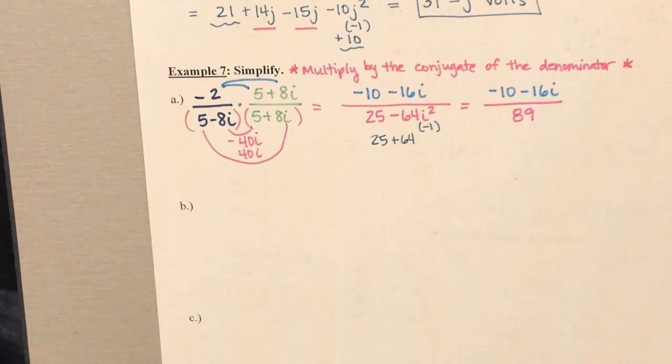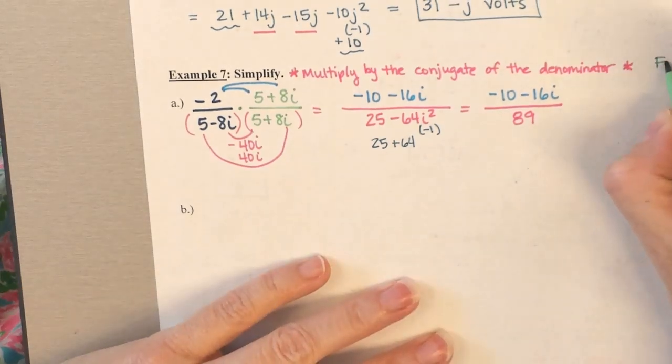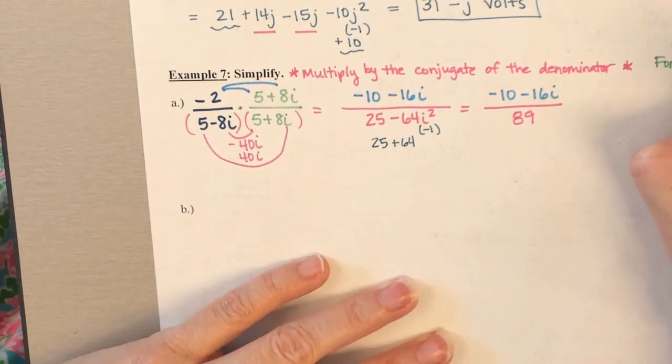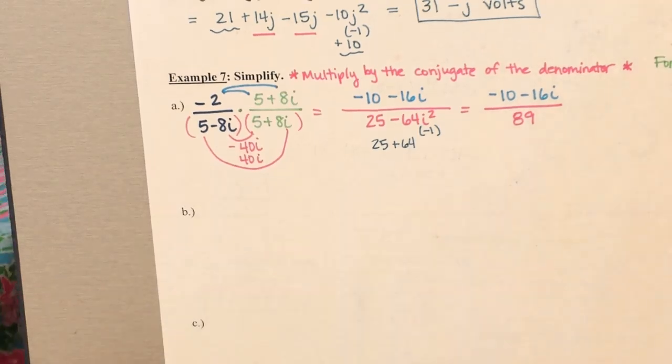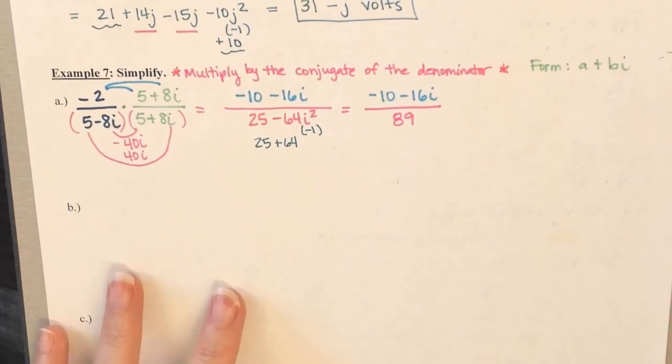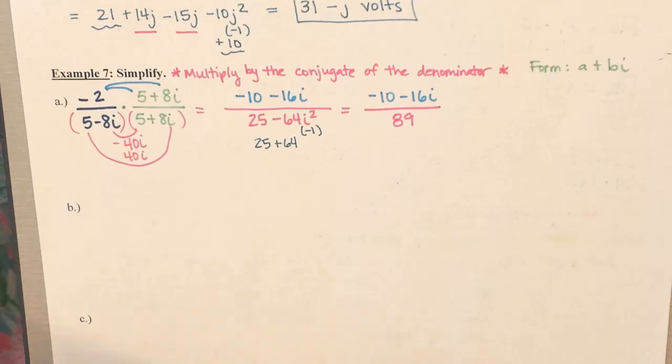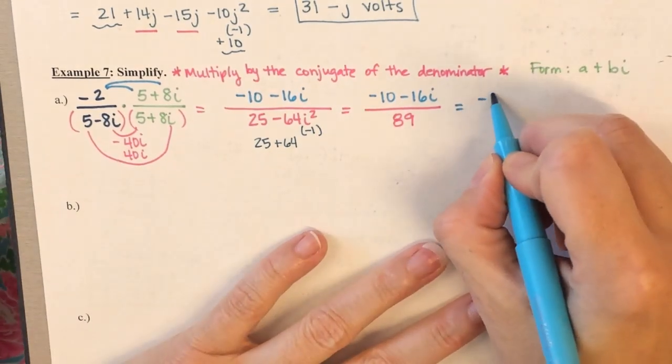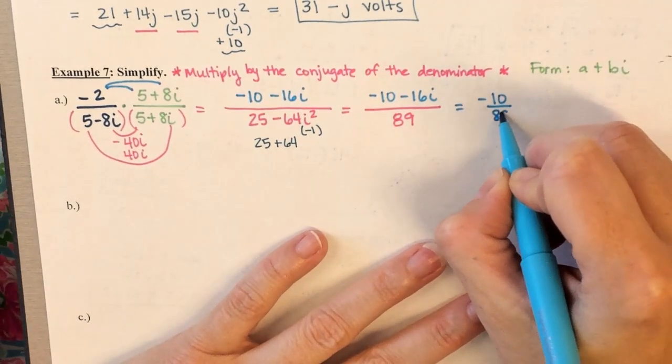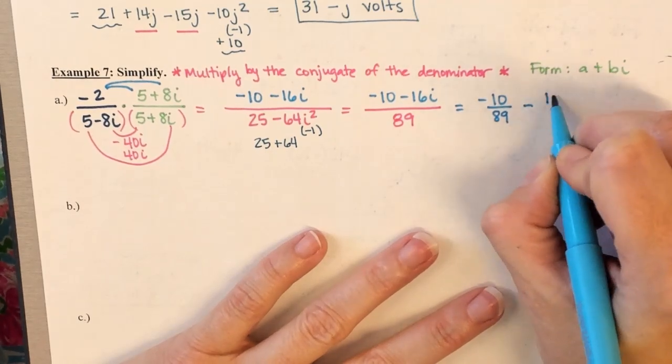You don't have any like terms to combine, okay? So the last thing that you're going to have to do is put this in the form a plus bi. To do that, all you have to do is divide each of these, and sometimes you'll be able to reduce and sometimes you won't.